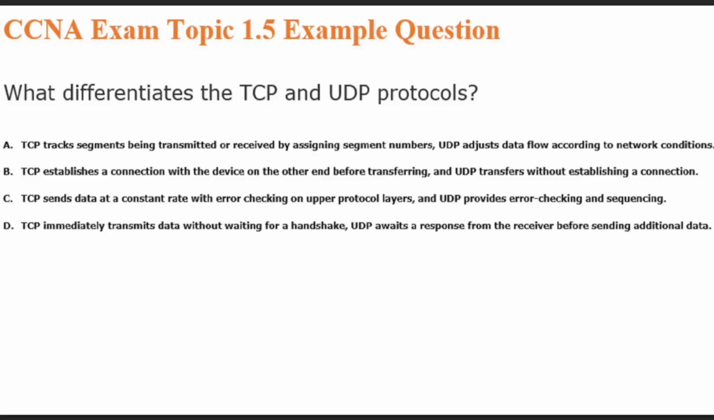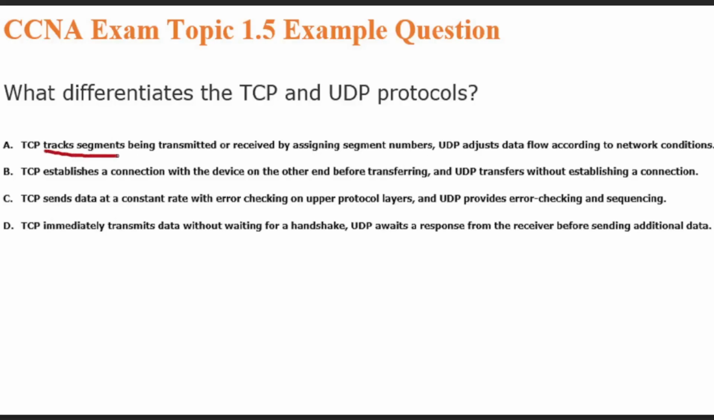Here's a CCNA practice question on transport layer protocols. What differentiates the TCP and UDP protocols? Option A, TCP tracks segments being transmitted or received by assigning segment numbers. UDP adjusts data flow according to network conditions.